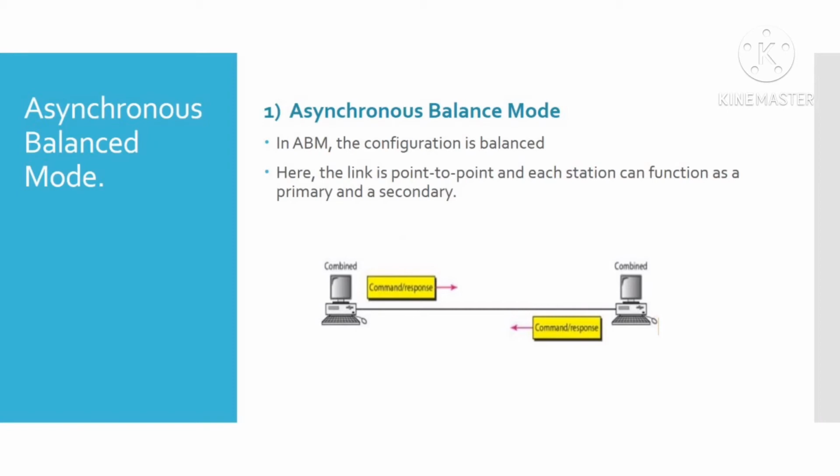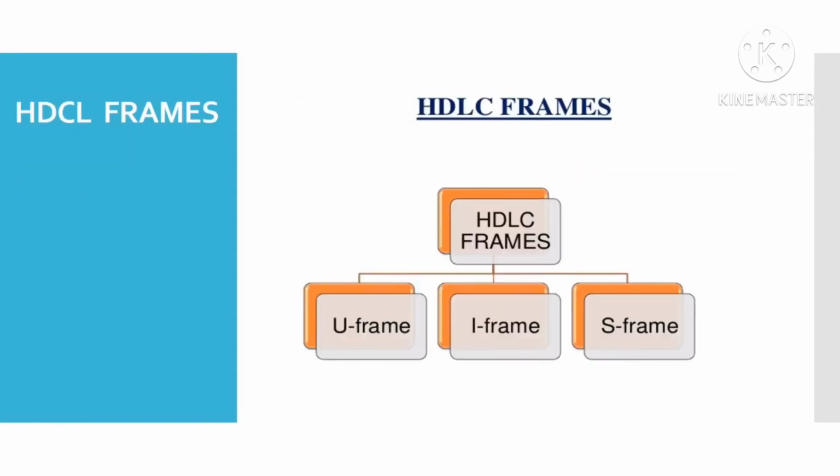Now let us understand about the frames. HDLC frames have mainly three parts: U frame, I frame and S frame. Now let us understand individually what the U frame, I frame and S frame are. But before that we will understand a few things about HDLC frames, which means that we will only understand about the frames.